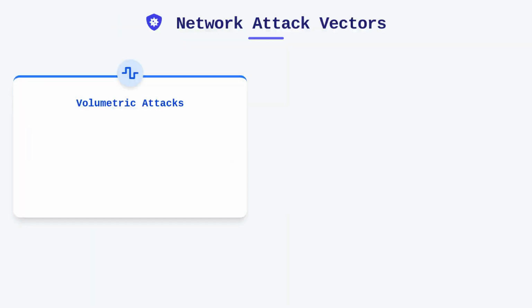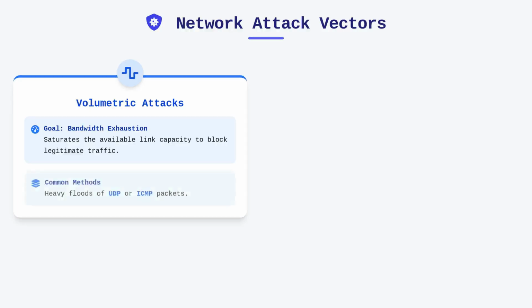Volumetric attacks represent the most straightforward attempt to exhaust network bandwidth through sheer volume. In a UDP or ICMP flood, the attacker sends an enormous quantity of packets to the target, hoping to fill the available link capacity and prevent legitimate packets from reaching their destination.